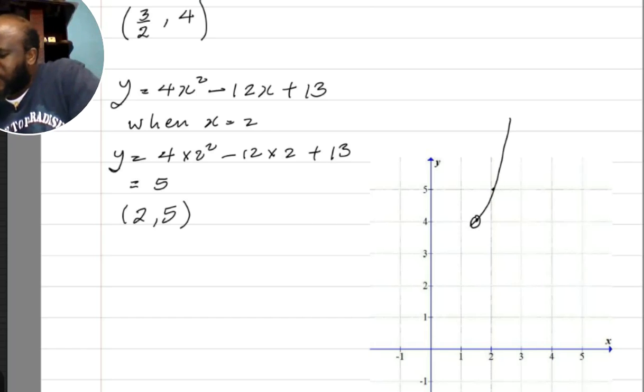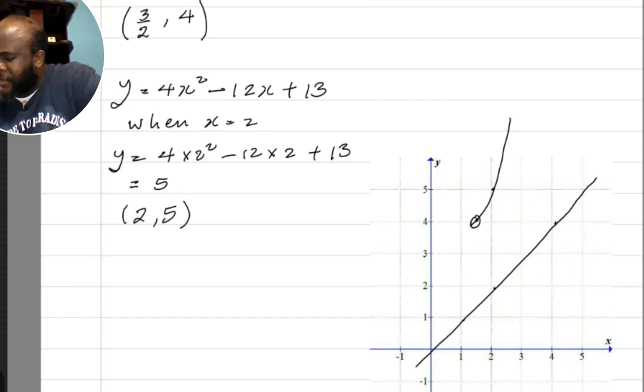All right. I'm going to reflect this in the line y is equal to x, because that's how you obtain the graph of the inverse. Remember, the line y is equal to x is a straight line that passes through all points in the graph where x and y have the same value. So 1.5, 4 becomes 4, 1.5, which is here. 2, 5 becomes 5, 2, which is here.